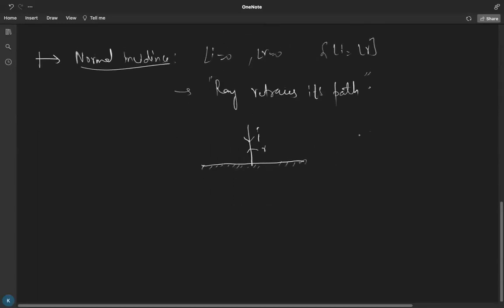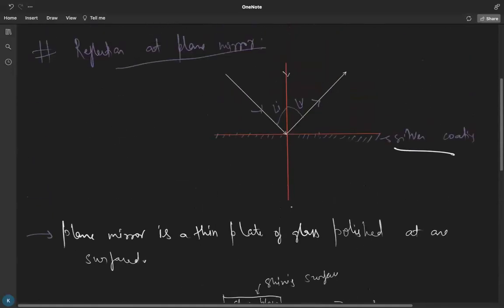Now let's move to the second thing, which is grazing incidence. So what is grazing incidence? If the angle of incidence is 90 degrees, then according to the laws of reflection, the angle of reflection is also 90 degrees. We measure the angle of incidence and the angle of reflection from the normal. If this angle is 90 degrees, that means the angle between the normal and the incident ray is 90 degrees.